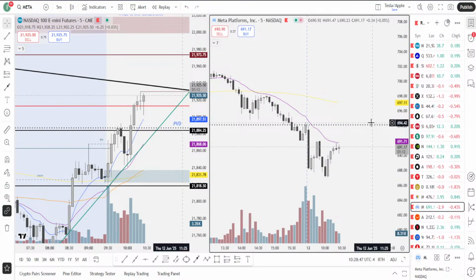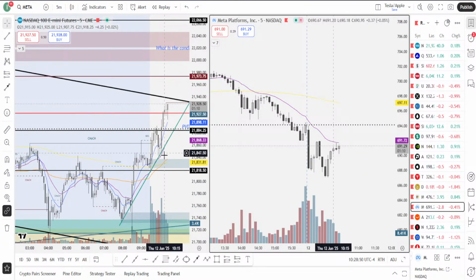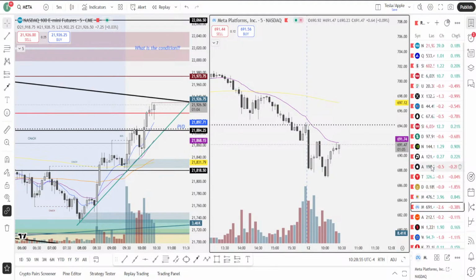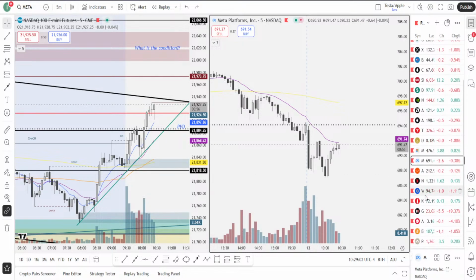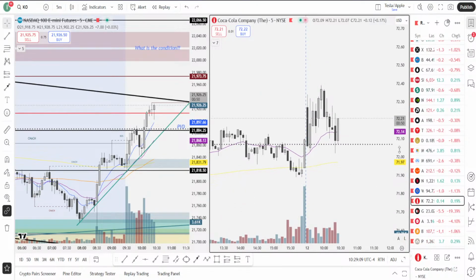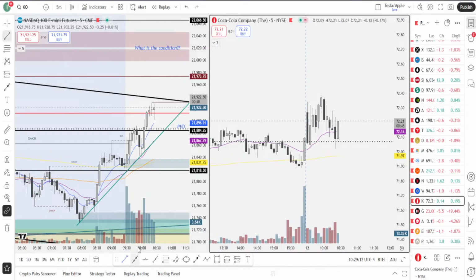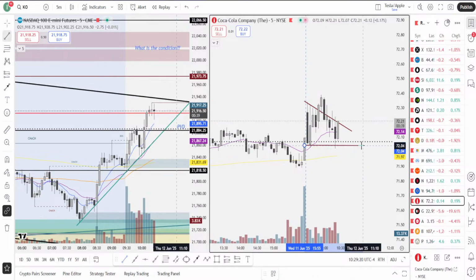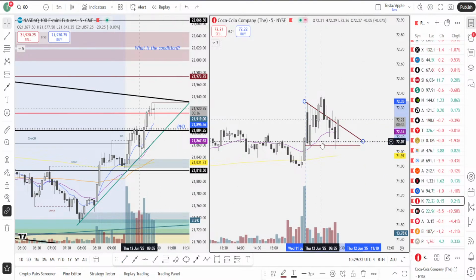All right, let's take a look at another stock here while we wait for this thing to give us another setup. Let's see. We got Coca-Cola. Coca-Cola's choppy today. Let's see, they got this range right here. They're above the 21 EMA and above the 200.